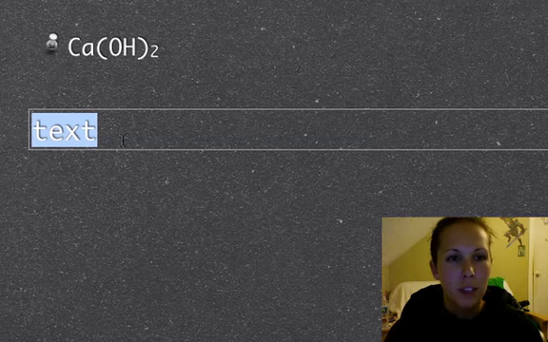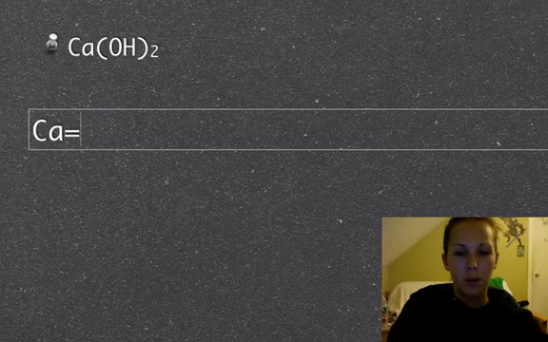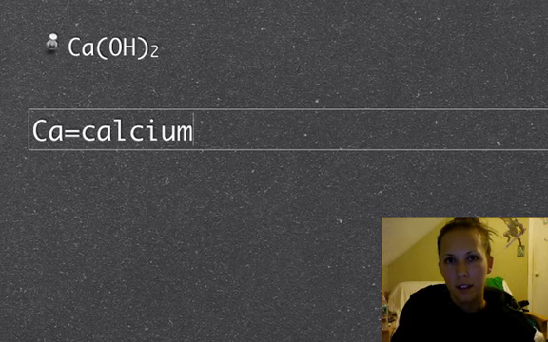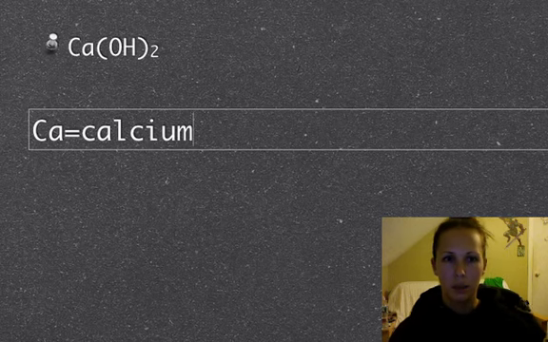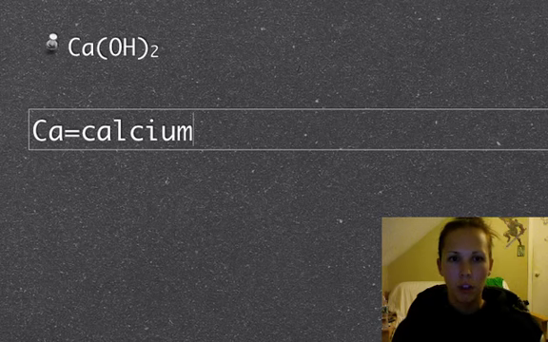Okay, this last one is Ca(OH)2. The first one, the cation, is calcium. Okay, calcium is not a transition metal. It's actually in the second column. It's not a transition metal. It has a +2 charge.